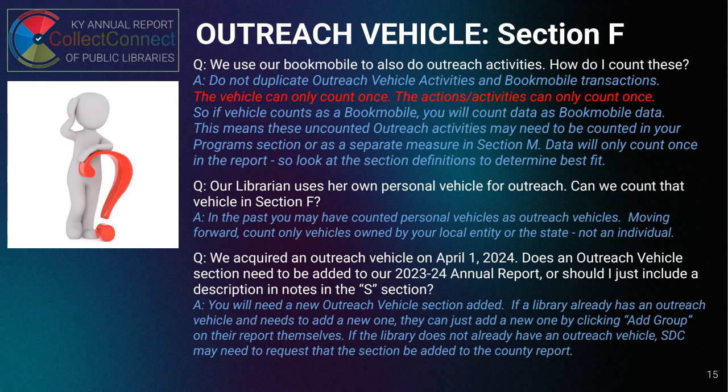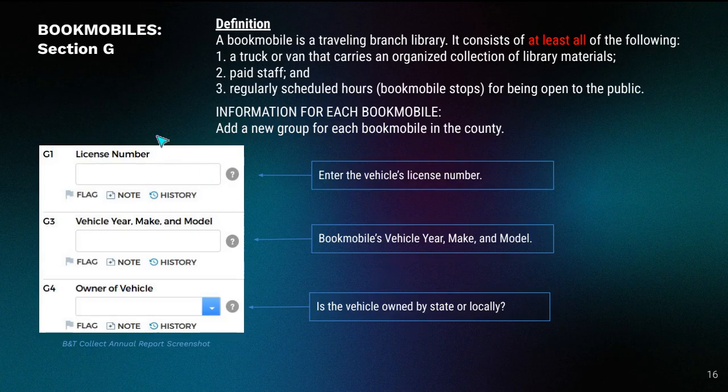All right, let's go ahead and head on over to section G. A bookmobile is a traveling branch library, so it has wheels. It consists of at least all of the following: a truck or van that carries an organized collection of library materials. It has paid staff, and it has regularly scheduled hours. Bookmobile stops for being open to the public.